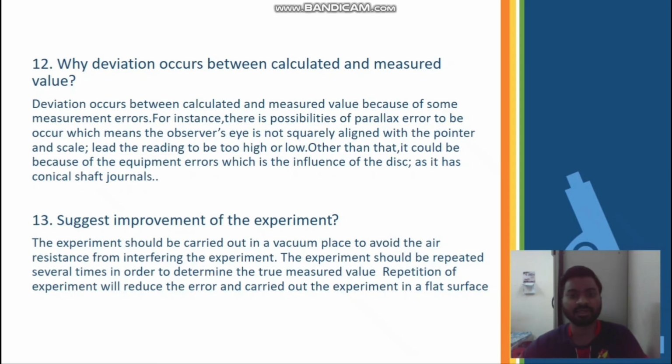The experiment should be carried out in a vacuum to avoid air resistance interfering with the experiment result. The experiment should be repeated several times in order to determine the true machine value and improve the result of the experiment. Repetition of the experiment will reduce the error, and the experiment should be carried out on a flat surface.